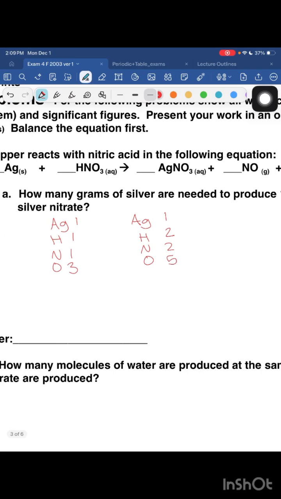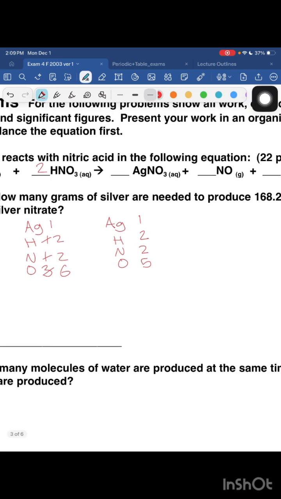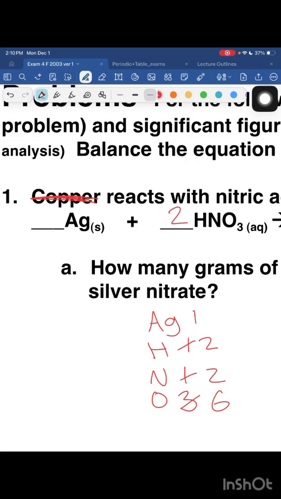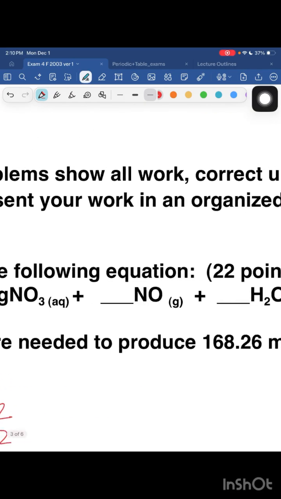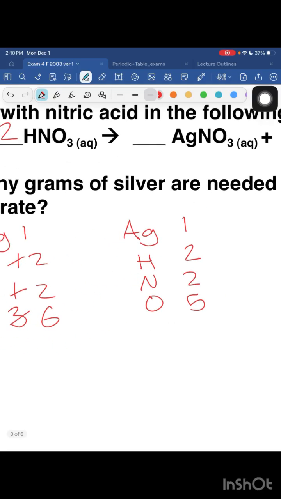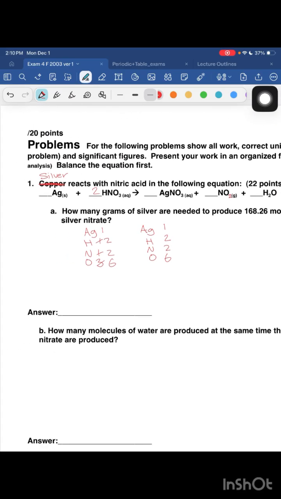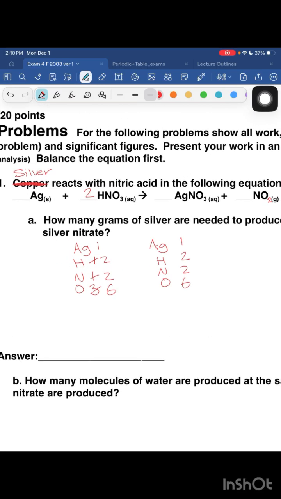First things first, I gotta double my hydrogens on this side. That is gonna get me 2, 2, and 6. Also, this is supposed to say copper. This isn't supposed to say copper. This is supposed to be silver. And they intended this to not be nitrogen monoxide, but nitrogen dioxide. Okay, so I was like, this seems like low-key impossible. Okay, it's balanced. All I needed was a 2 here, and then the rest is fine. So, just fill in our 1s.